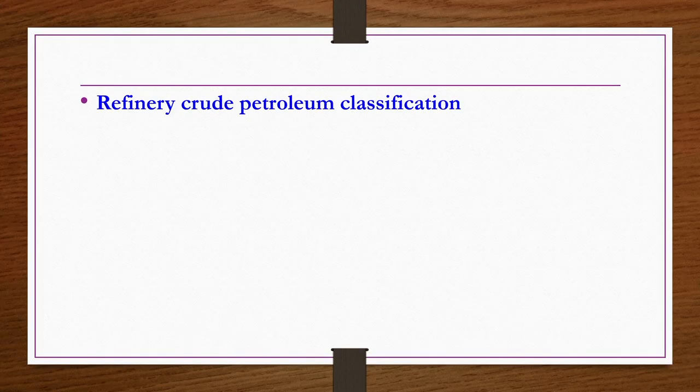Now, we see refinery crude petroleum classification. Until now, whatever we have seen is the composition of the crude. It has all different types of chemicals: open chain, branched chain, cyclics, aromatics, asphaltenes, everything is there. So, based on that information of chemical composition of petroleum crude, we try to classify the petroleum crude. So, this is the classification of petroleum crude.